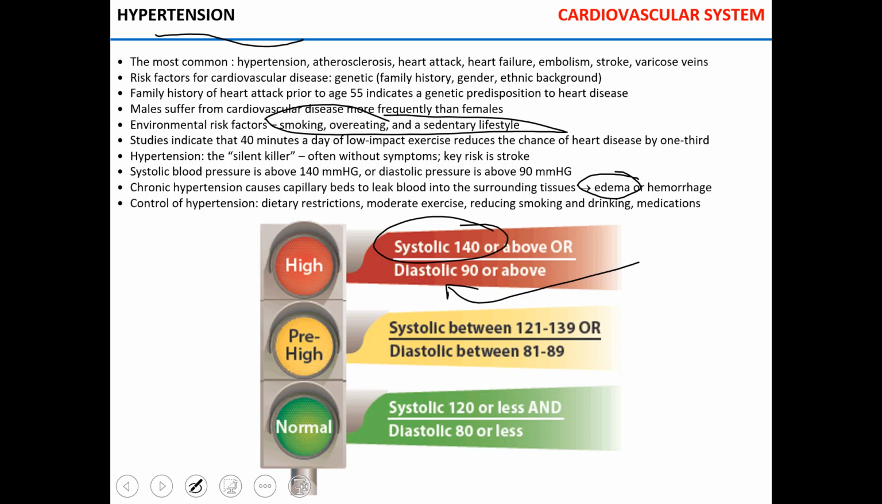The main interventions that can reduce the risk for hypertension: dietary, with less processed foods and processed carbohydrates and a reduced amount of salt, exercise, reducing smoking and drinking, and there are of course medications from beta blockers and calcium channel blockers to diuretics.